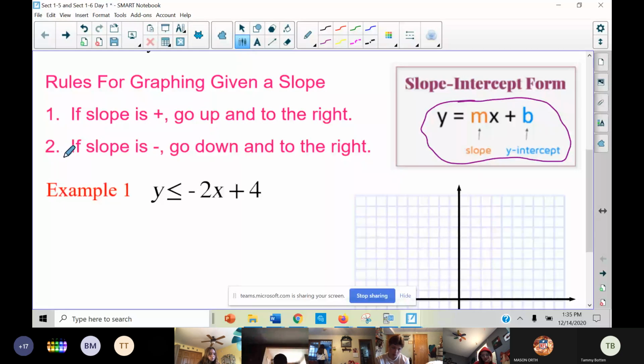And this is how I teach graphing given a slope. If my slope is positive, I go up and to the right. So if it's positive 2/5, let's say that that was my slope, I would go up 2, over 5, and so on. If my slope was negative 2/5, then what I do is I go down 2, and I always go the bottom number to the right. So if it's positive, I go up and to the right. If it's negative, I go down and to the right.